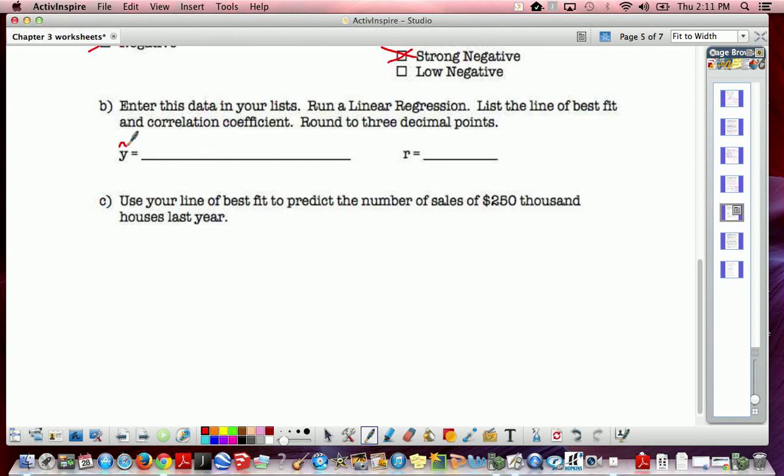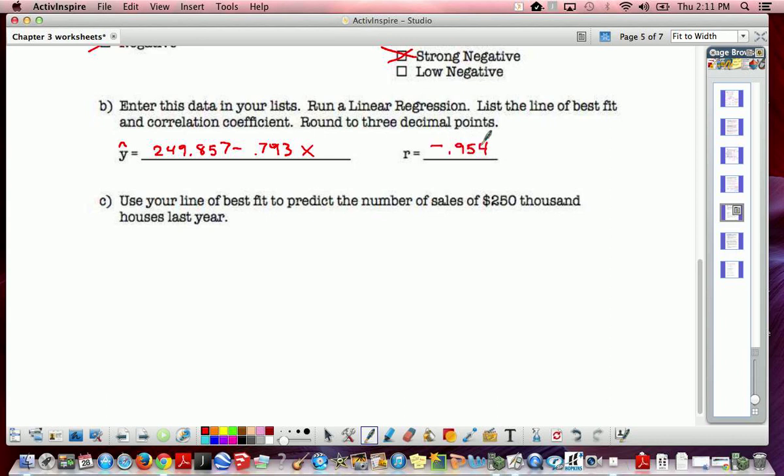This is actually a predicted y, so put a y hat on that, something that wasn't done on the worksheet. It should be ŷ = 249.857 - 0.793x. My correlation coefficient is r = -0.954.